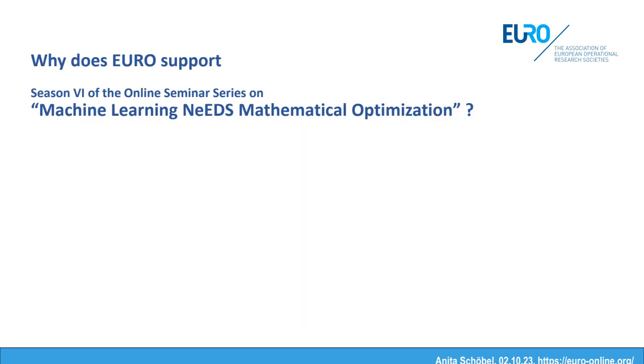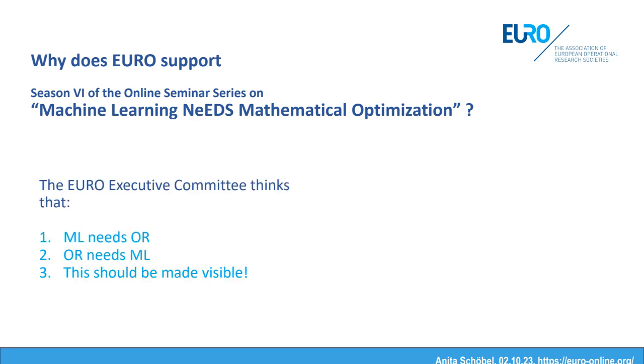Now, when I have introduced EURO a bit, the next question is, why does EURO support the seminar series here? The reasons are the following. The seminar series is called Machine Learning Needs Mathematical Optimization. Our first reason to support this is, in fact, that we think that machine learning needs operations research. But second, we also think that operations research needs machine learning. And third, we think this should be made visible.